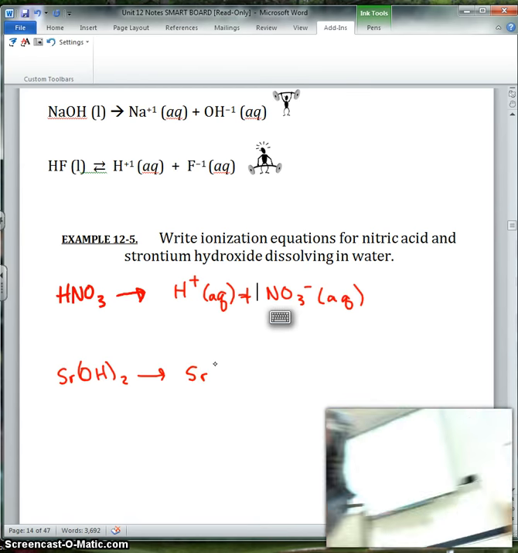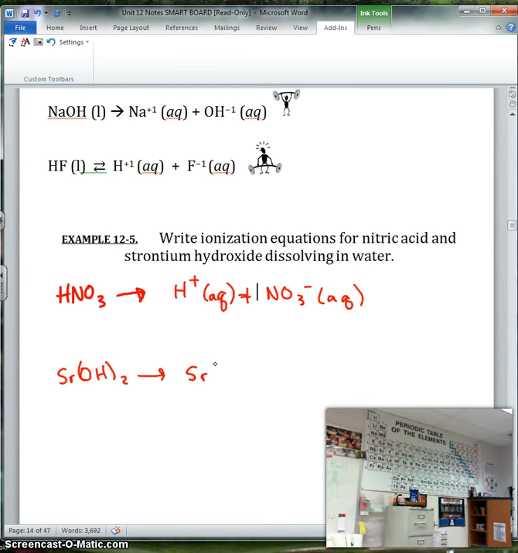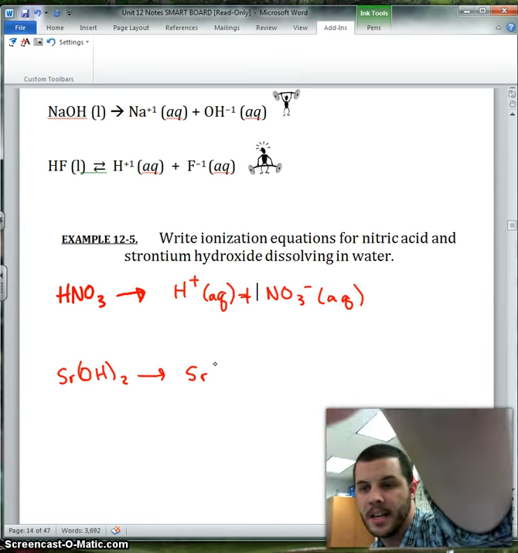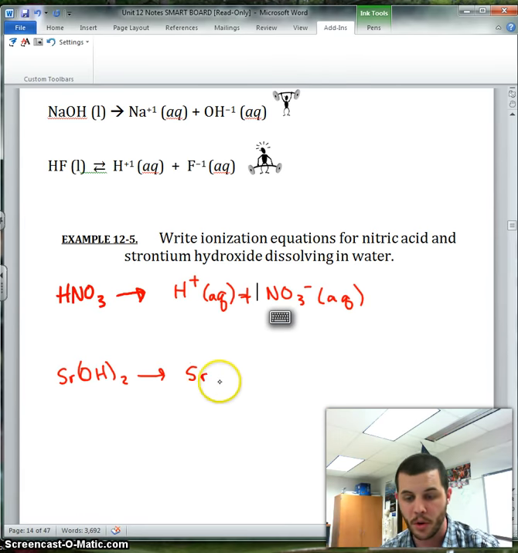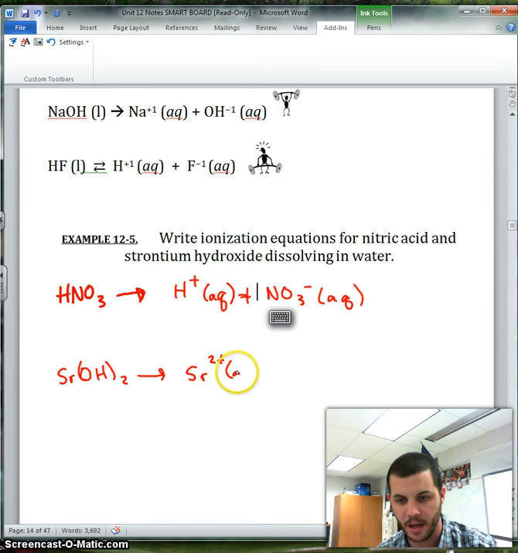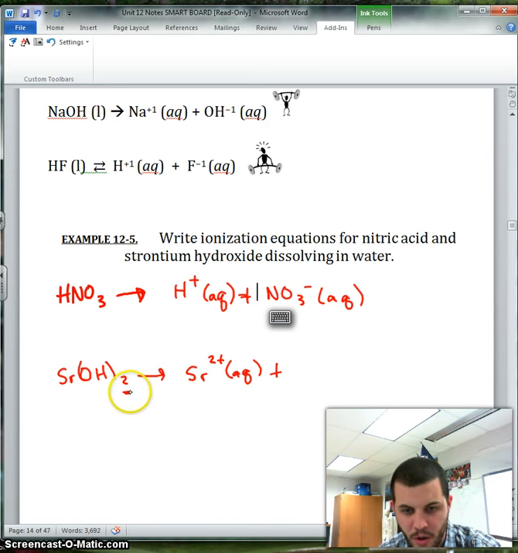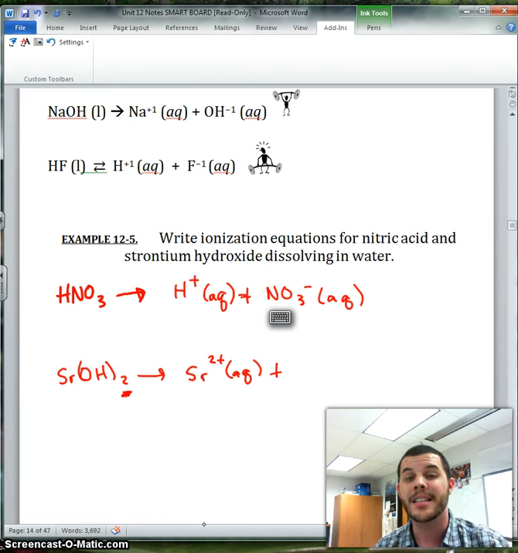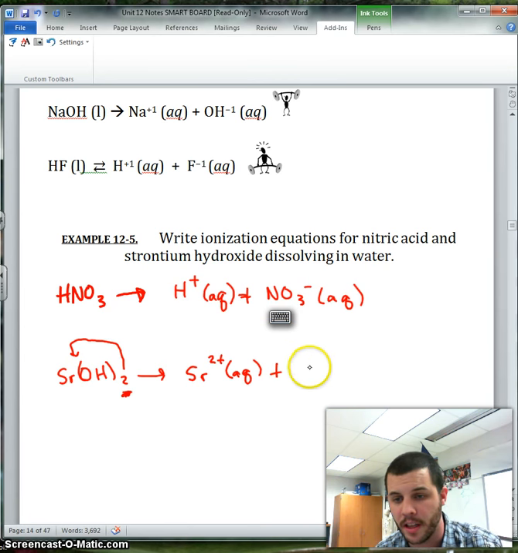Now remember, back on the periodic table, strontium is in group 2. Since strontium's in group 2, it's going to have a 2+ charge, and that's going to be aqueous as well. Now, check this out. I've got two hydroxides here. Since I have two hydroxides, this 2 is going to come out front and it's now my coefficient, telling me that I have two hydroxide ions.